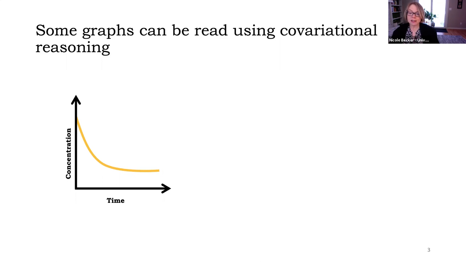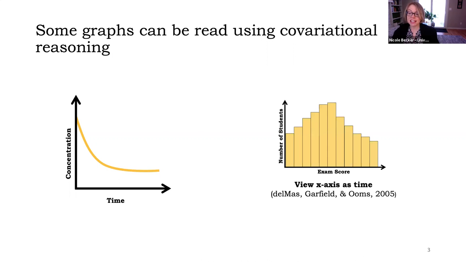Here, skills and behaviors such as attending to variables and focusing on the relationship between change in the variables, covariational reasoning, is foundational to understanding processes modeled. And in most cases, focusing on X and Y and how they change is a productive strategy for interpreting a graph. However, there are cases where students are provided representations that are intended to be read differently.